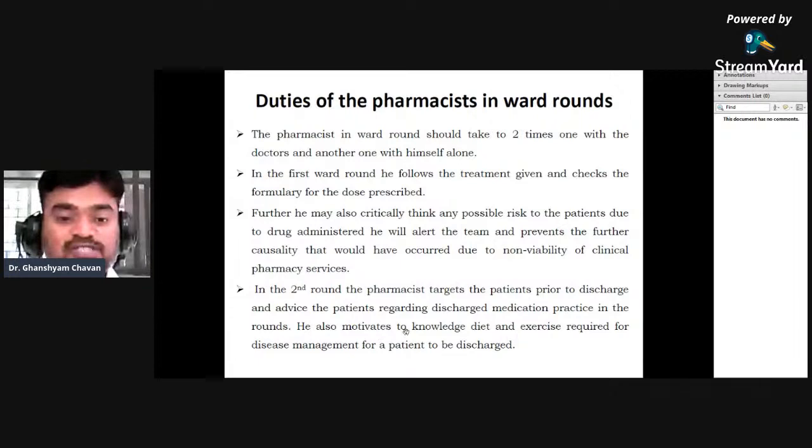He also motivates them about diet, because pharmacists also have knowledge of diet: what food contains what, which contains fats, carbohydrates, minerals, what to avoid and what to take. For example, in the case of diabetic patients, he can tell them not to take any diet which contains sugar, and also not to take fruits which contain more sugar, like mango or banana.